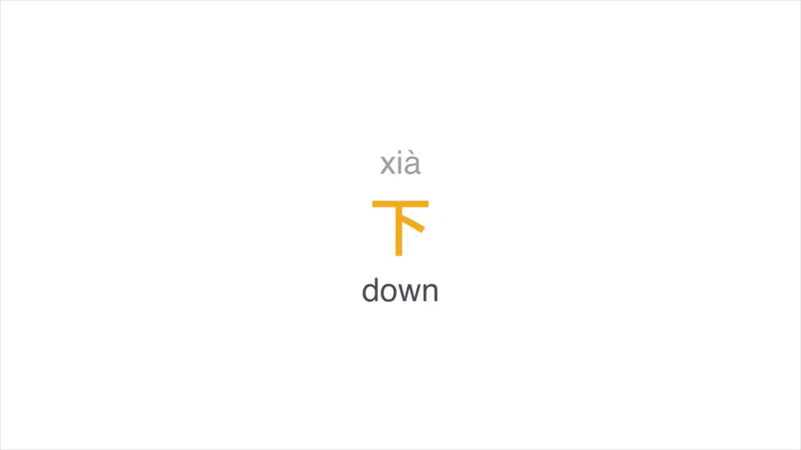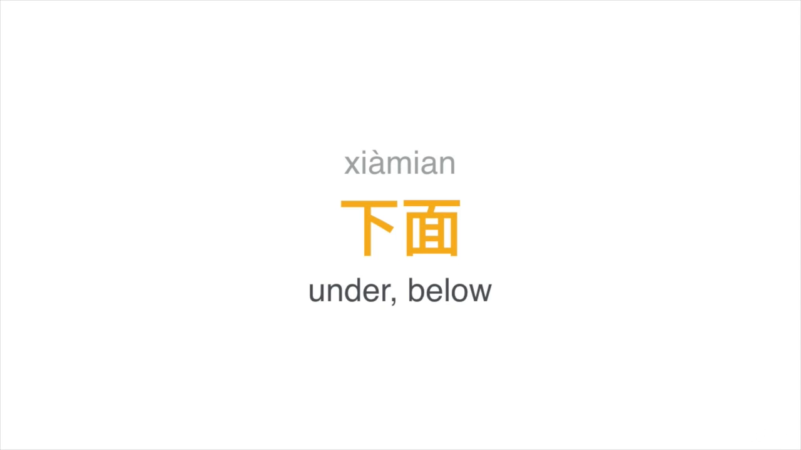下 is down. Remember the word 下午, right? 下午 is afternoon. 下 means down or below noon. 下面 means under. For example, under the chair. 椅子下面. Where's the dog? 小狗在哪儿? It's under the chair. 小狗在椅子下面.